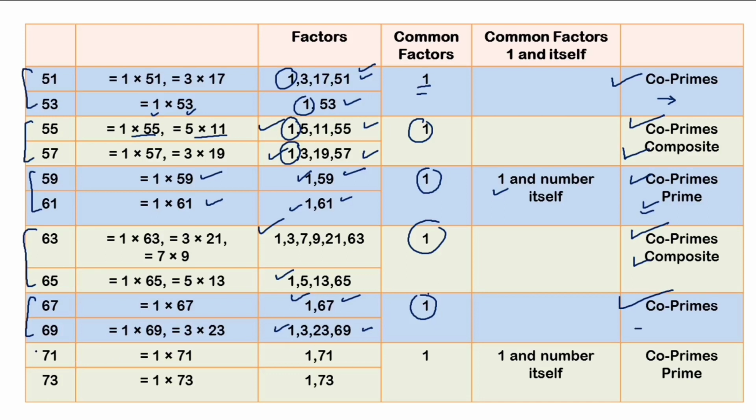Next is 71 and 73. Factors of 71 are 1 and 71. Factors of 73 are 1 and 73. Both are prime numbers because their factors are 1 and the number itself. So we can say these are prime numbers. Also, the common factor is 1 only, so we can say these are co-primes.